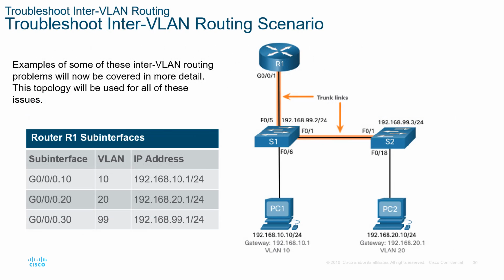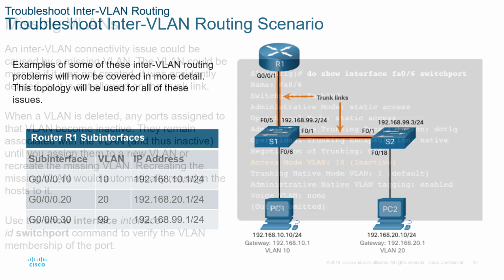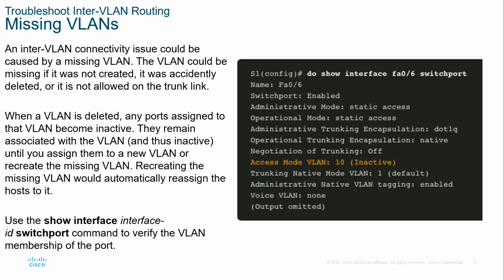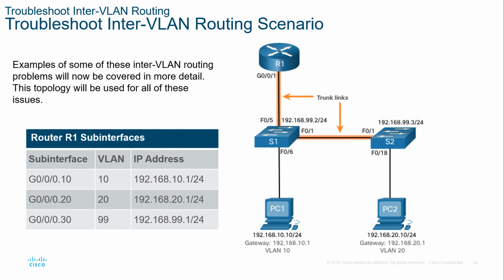So for example, here we have 3 VLANs, VLAN 10, 20, and 99. We have our subinterfaces, we have our trunk. We could be looking at the different interfaces to ensure what is there. If here we do a show interface F0/6 switchport, we are in access mode, VLAN 10. I'm going to go back. And that should be appropriate. VLAN 10 is attached on switch 1 F0/6.